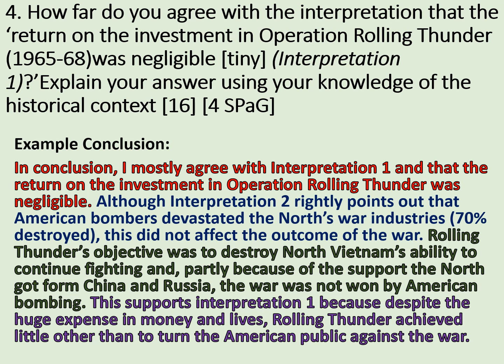Although interpretation 2 rightly points out that American bombers devastated the North's war industries, this did not affect the outcome of the war. Rolling Thunder's objective was to destroy North Vietnam's ability to continue fighting, and partly because of the support the North got from China and Russia, the war was not won by American bombing. This supports interpretation 1 because despite the huge expense in money and lives, Rolling Thunder achieved little other than to turn the American public against the war. You don't have to agree with that, but this gives an outline as to how you approach such a question.